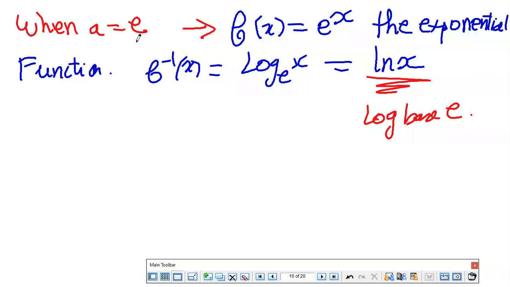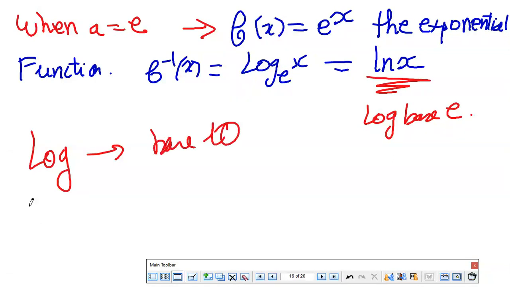Now, when a is e, we say this is the exponential function. Here I'm using e, the Euler's notation. And the inverse function of e to the x is log base e of x. But the notation of log base e is ln x. So on the calculator, you see log like this. This one we call base 10. And when you see ln, it's called base e. So this is base 10 and this is base e.